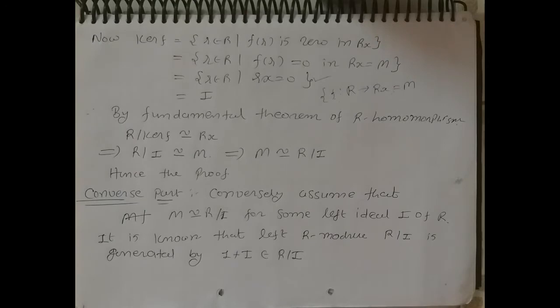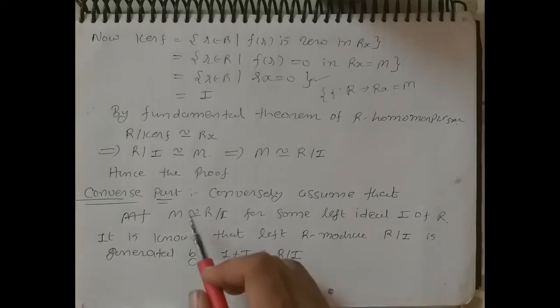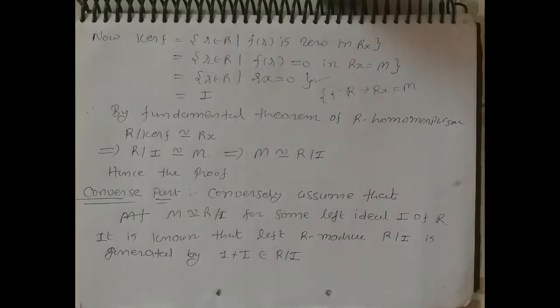Okay, now the converse part. Conversely assume that M is isomorphic to R quotient I for some left ideal I of R. Now our aim is to show that M is cyclic. We want to show that M is cyclic. Now M is isomorphic to R quotient I for some left ideal I of ring R. Then it is known that left R module R quotient I is generated by the element 1 plus I belongs to R quotient I.